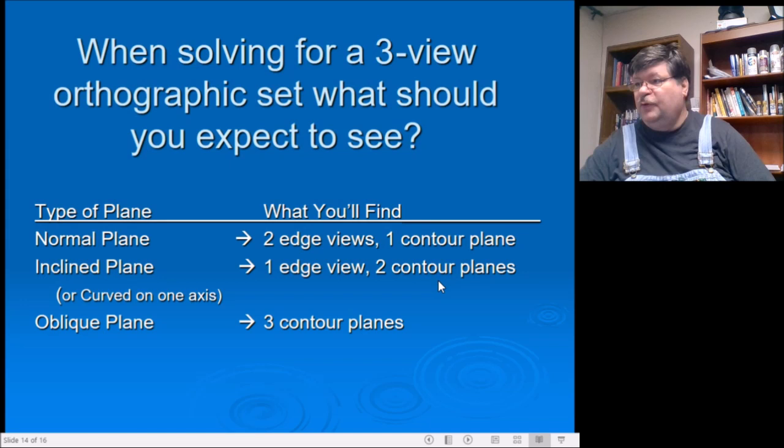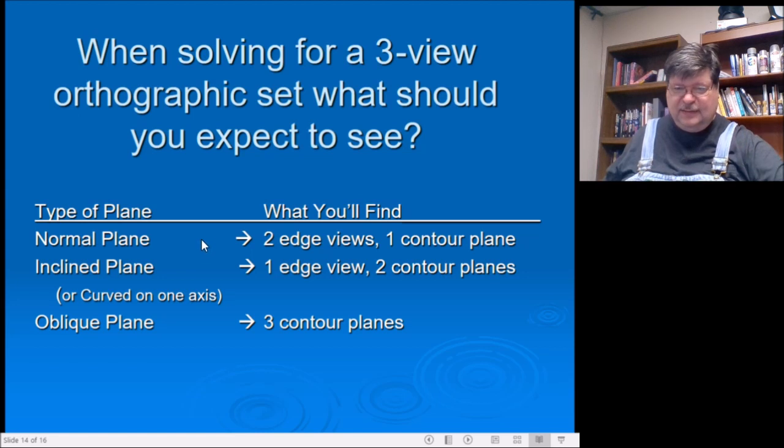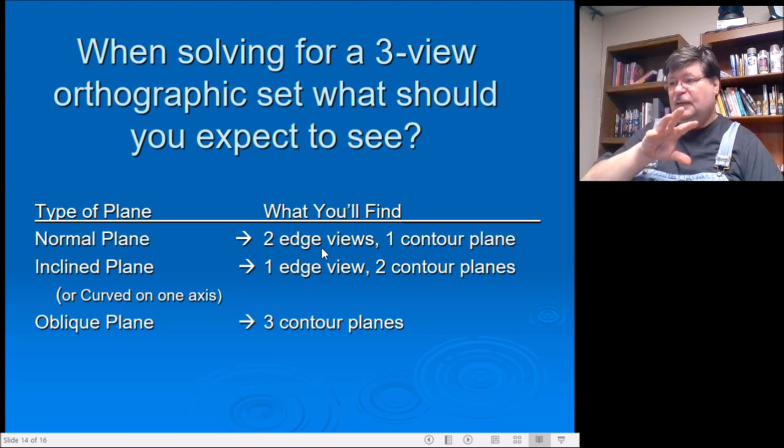And let's see what else we've got here. When solving for a 3 orthographic view set, this slide you might want to refer to when you get to the week 2 homework next week, and you're looking at a plane and asking, what am I looking for? Well, this tells you the type of plane: a normal plane, an inclined plane, a curved plane on one axis, like a vertical cylinder would have a curved plane. They're similar, as are an inclined plane and an oblique plane. So if you're looking in a 3-view orthographic set and you find a plane and you can name it in every view, a normal plane, and I make these comments in an example problem in the videos that you'll find on my YouTube channel. A normal plane in a 3-view orthographic set, if we name the plane like A, you'll see A in all 3 views.